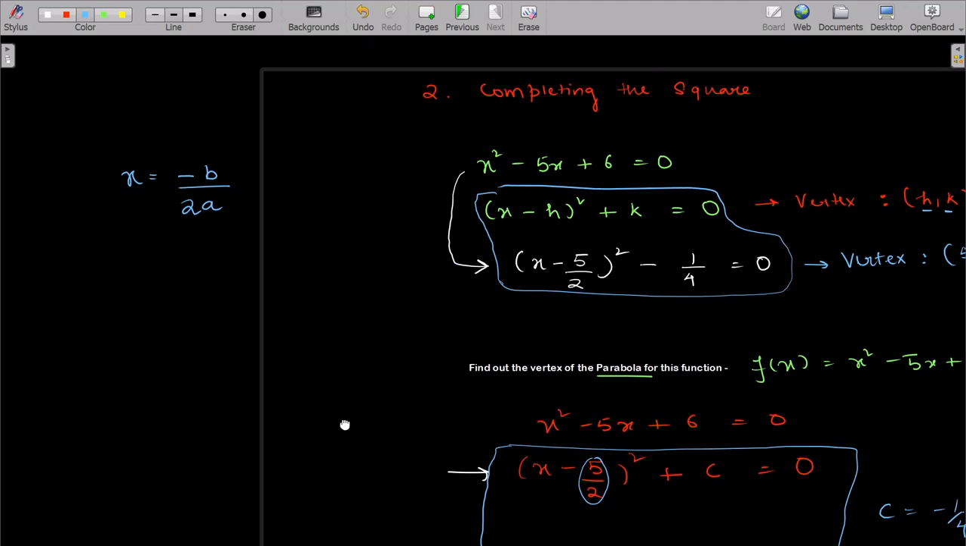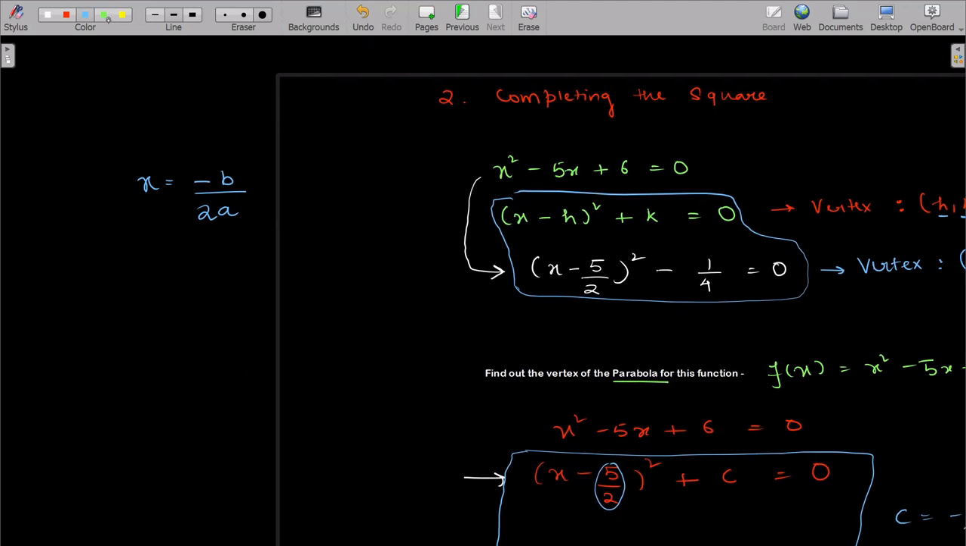So if you have the equation given in the standard form, so if you have x square minus 5x plus 6 is equal to 0, first, can you tell me what is a, b and c? So if this is ax square, A is 1, B is -5 and C is 6. So A is 1, B is -5, and C is 6.